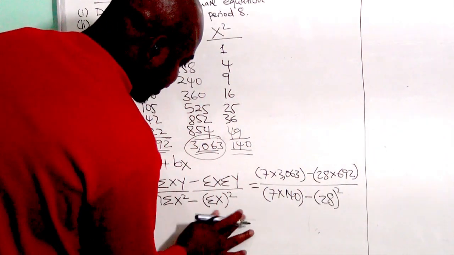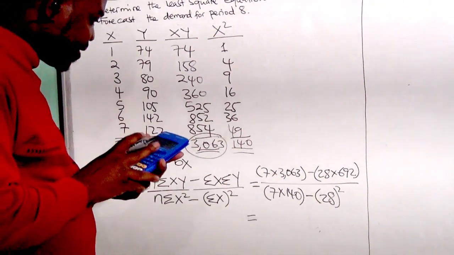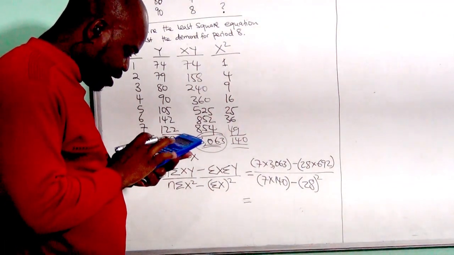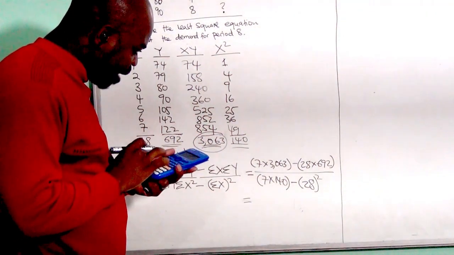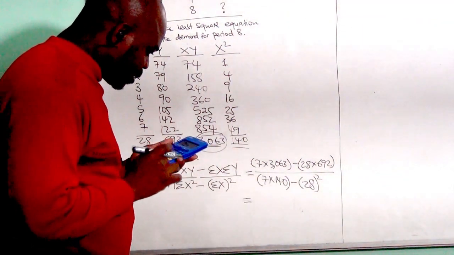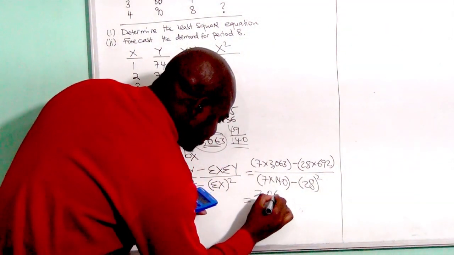Let's see what we obtain here. I'll do the top part first: open brackets, 7 multiplied by 3063, close brackets, minus open brackets, 28 multiplied by 692. So the top part I have 2065.